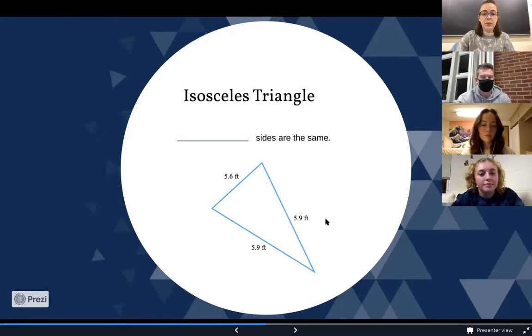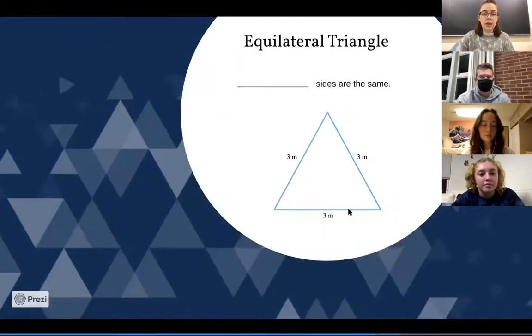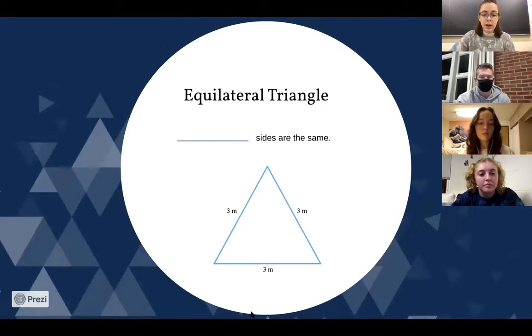And finally, the other triangle is the equilateral triangle. And this one is very nice and symmetric. We can see that all three side lengths for this triangle are 3 meters. So we will put one tick mark for each of them to show that they are congruent to one another. So all three sides are the same. Now, does anybody have any questions about this?